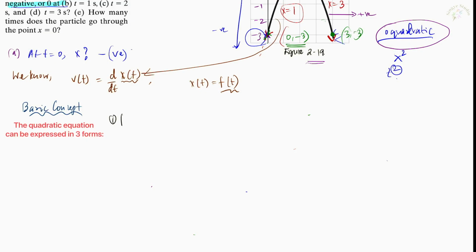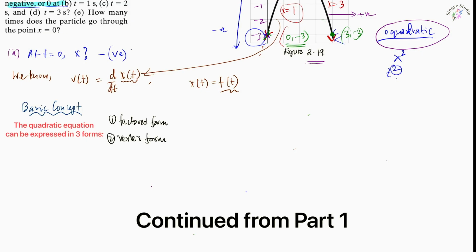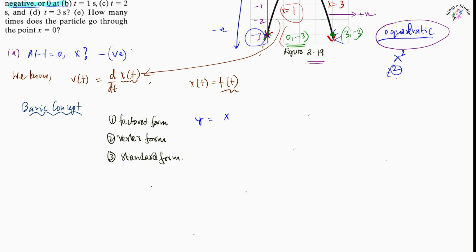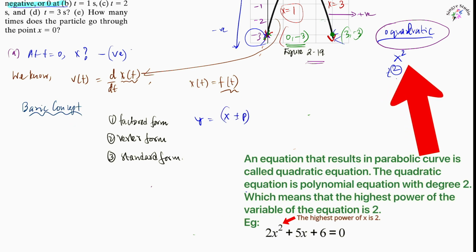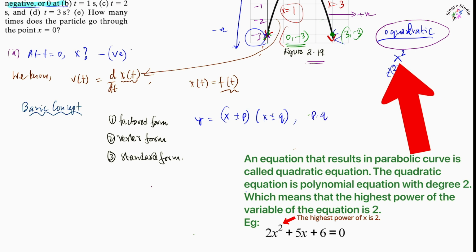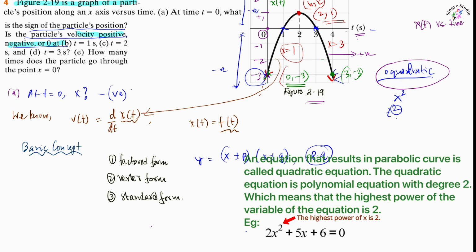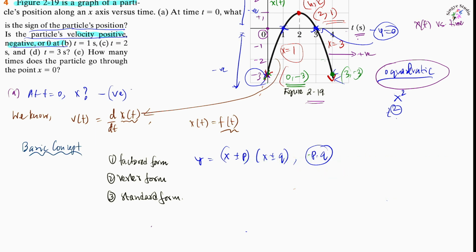Number 1 is factored form, number 2 is vertex form, and number 3 is standard form. So the factored form will look something like this: y equals (x plus or minus p) times (x plus or minus q). And here p and q are the roots, the x-intercepts of the parabola. The curve crosses the x-axis 2 times, meaning at y equals 0 it crosses 2 times, okay? So this p and q are the values at which the curve cuts the x-axis.